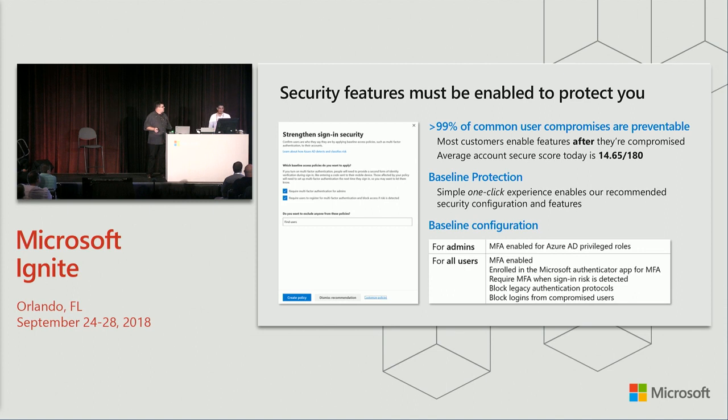Yeah, so this is the Secure Score pitch. Essentially, most of our user compromises are preventable. It's just a matter of turning on the rules. Baseline protection is designed to do that.